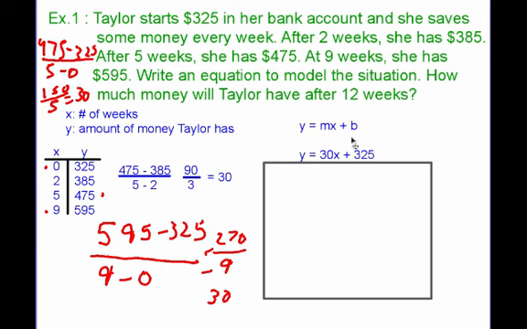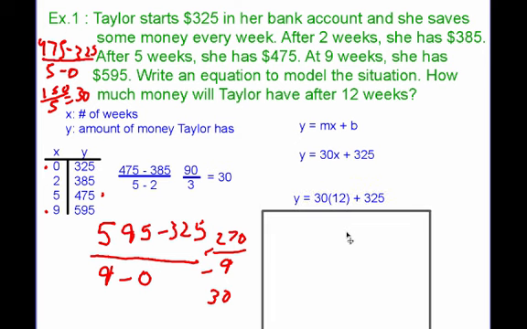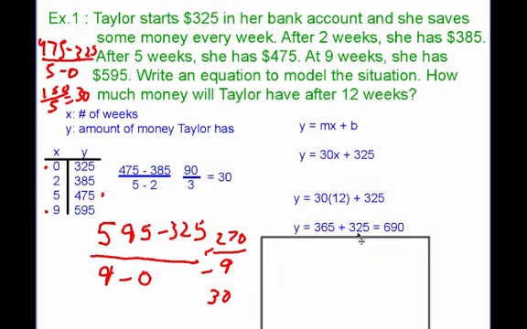And then the second question says how much money will Taylor have after 12 weeks. So we just plug in 12 for x. We say 30 times 12 plus 325. That's 360 plus 325, which gives us 690. So our answer is $690.